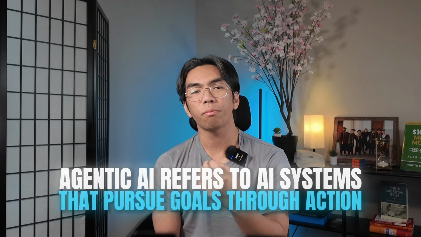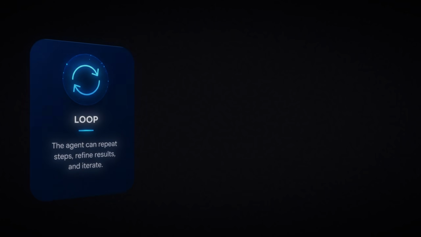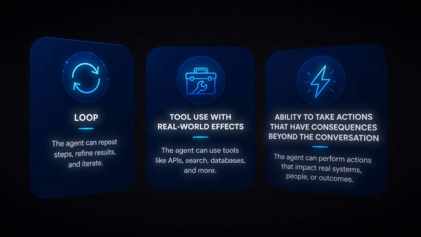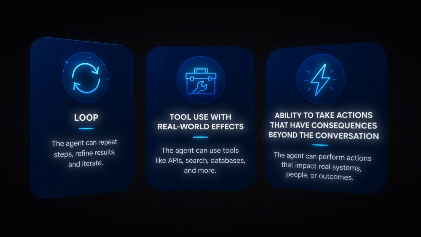Agentic AI is AI that pursues goals through actions. The defining traits, you already know them: the loop, tool use with real-world effects, and the ability to take actions that have consequences beyond the conversation. An agent isn't just generating content, it's doing things. It doesn't just draft the reply. It reads your email, checks your calendar, looks up a policy, drafts the reply, sends it, and updates the CRM. This is a fundamentally different category of system.